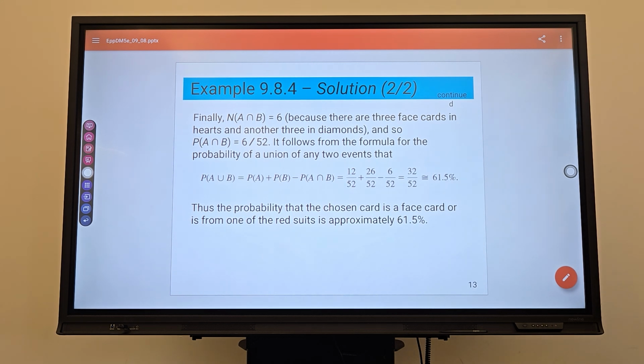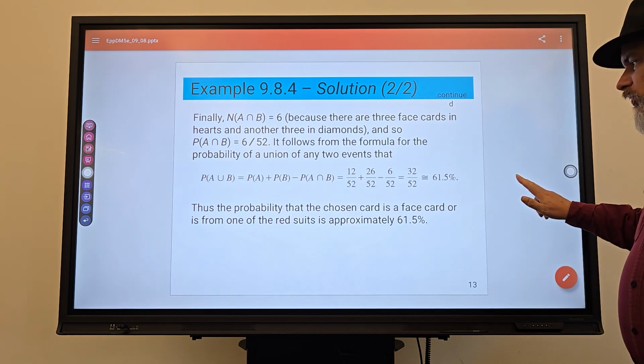It follows from the formula for the probability of a union of any two events that the probability is 12 over 52 plus 26 over 52 minus 6 over 52, which equals 32 over 52, or approximately 61.5%. So the probability that the chosen card is a face card or is one of the red suits is approximately 61.5%.